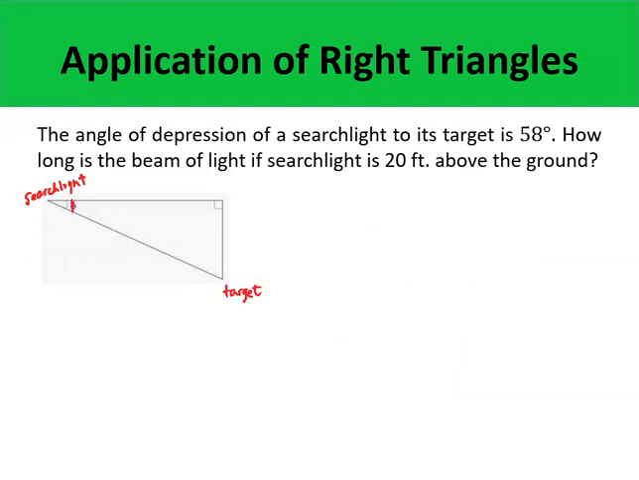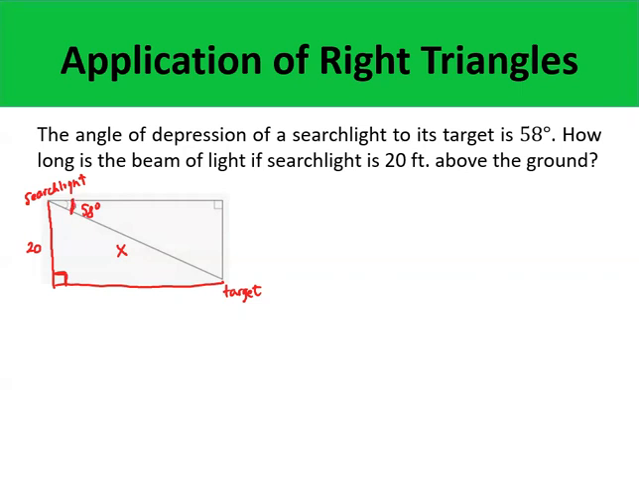So the angle theta, or the angle of depression, is the angle formed by the line of sight of the searchlight and the ray going to the target. So that's 58 degrees here. How long is the beam of light? So this is the beam of light. Let's call it x. If the searchlight is 20 feet above the ground, then if you draw an imaginary line from the searchlight going to the ground, that's going to be 20 feet. And if we draw another line at the ground, now that forms a right triangle.